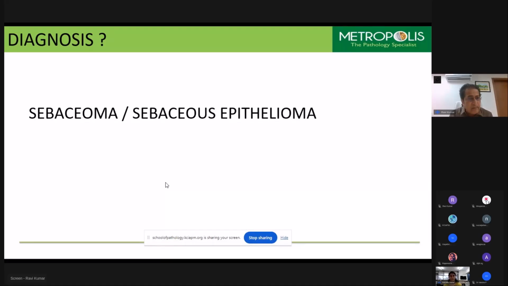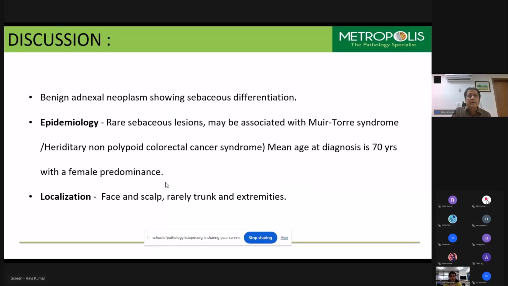But what is the importance of this particular thing? Suppose you have multiple sebaceomas all over the face or neck, there is something we need to look at, right? Let us discuss that. The benign adnexal neoplasm showing sebaceous differentiation, okay?